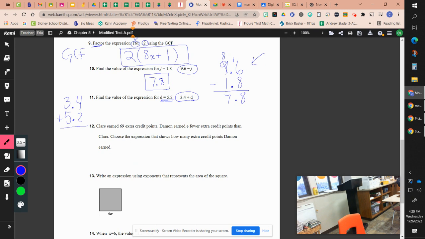So when I line them up, then I just drop that decimal straight down, and my answer should be 8.6. Okay, very good.